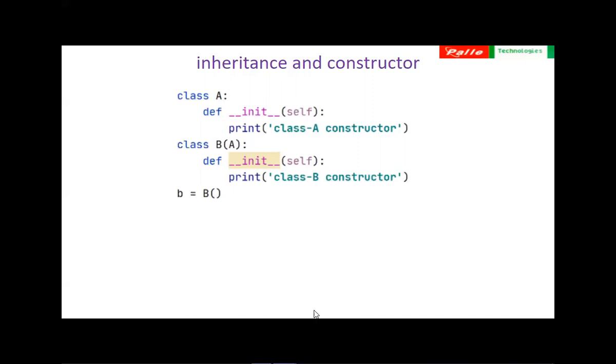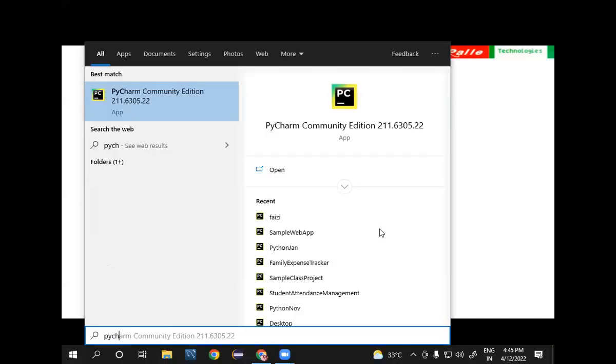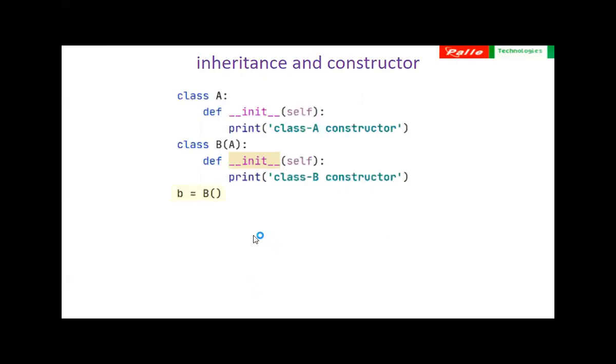Let us see what the output will be. Remember when I write B is equal to B, which class object am I creating? I'm creating an object of B class. Now in B class, there is a constructor present, right? So if you have a constructor in the B class, only that constructor will be called.